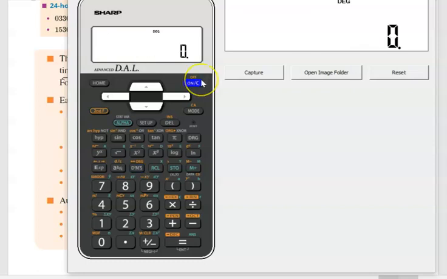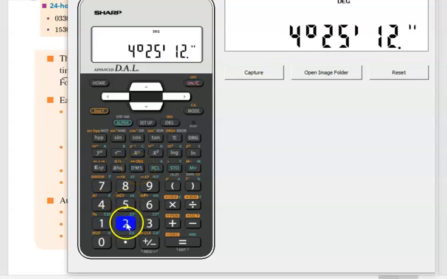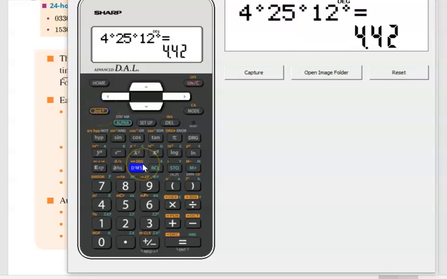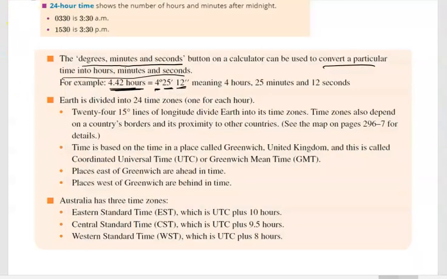I can go the other way around by putting 4 and then directly hit that degrees button. What was it, 25, hit it again, minutes, and 12 seconds. So that's hours, minutes, and seconds. And then to go the other way, hit that second function again, and hit the same button, and it converts it back to 4.42, which is the decimal version of the time. Way awesome.